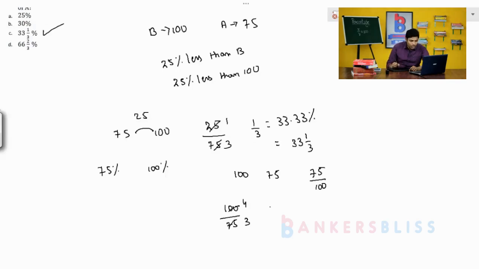4 by 3 means what? 3 is the denominator, the same thing you write here also, and what number you have to add? You have to add 1. So 1 by 3 is the extra you are getting. See, 100% is reducing by 25%, then 75%. 100 is becoming 75, so 75 by 100. So that is B with respect to A. Now if you want to calculate A with respect to B, then it is reverse, 100 by 75, 4 by 3. If you split, you get the extra as 1 by 3, which means 33 1/3. So option C is the right answer.